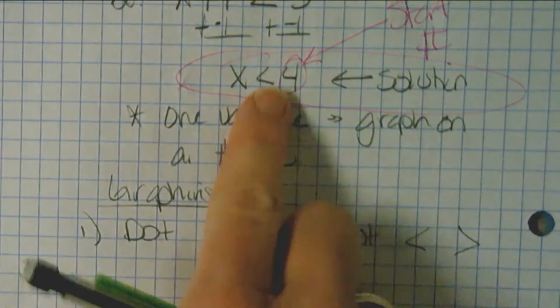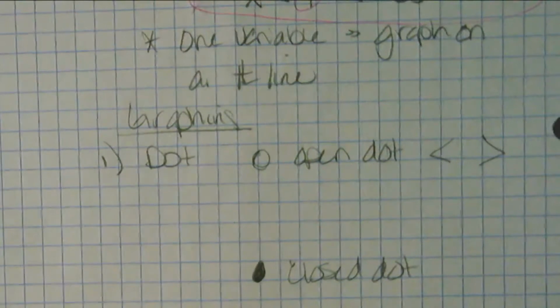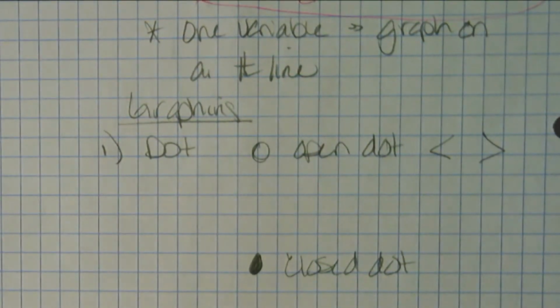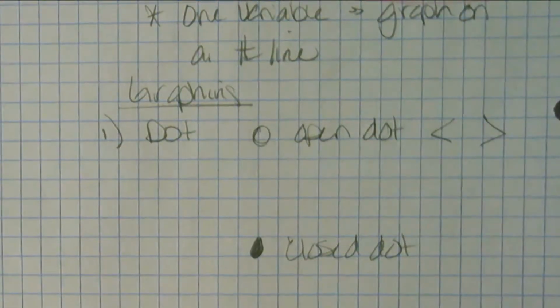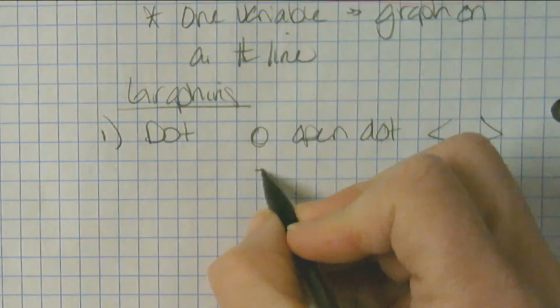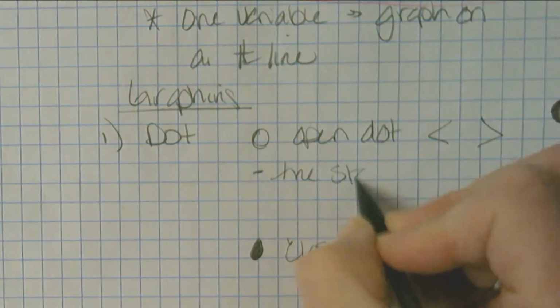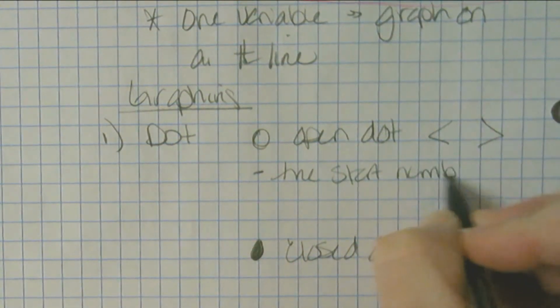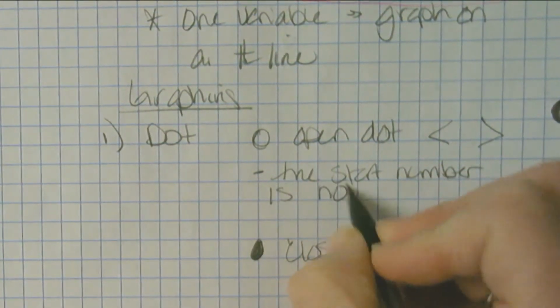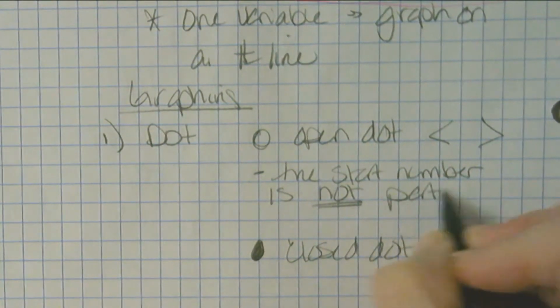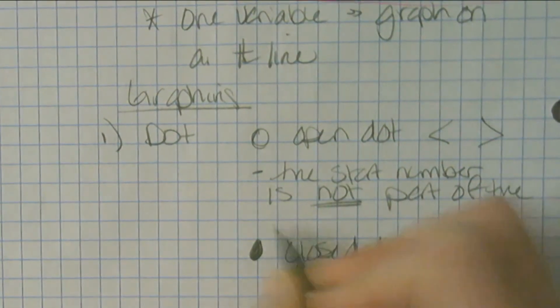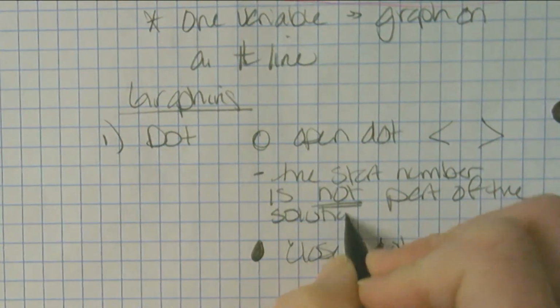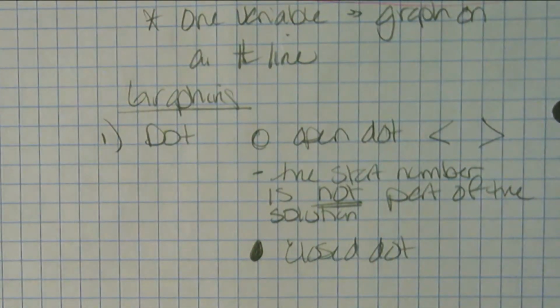All right, so that is called our start number. That's where our solution starts from, okay? Joseph? So an open dot, what that solution means is the start number is not part of the solution. Our solution is to start there. That's why it's called the start number. So an open dot means that it's not part of the solution.